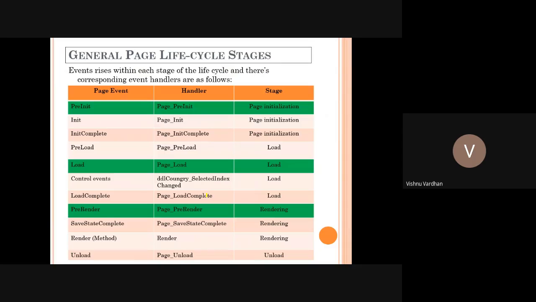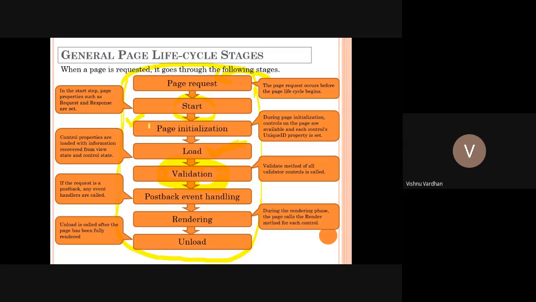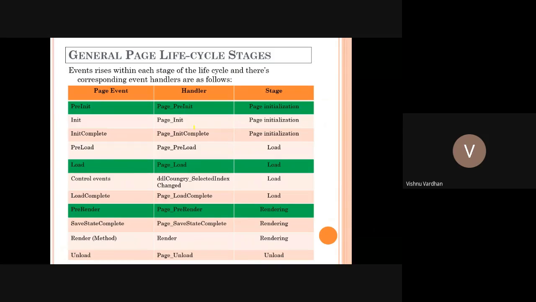So these are the methods that we are discussing. For a page event, there is an event, and you can see the handler, and the stage is also there. The event is PreInit, which is handled by the .NET framework with the function name Page_PreInit, and this is a part of the page initialization. Page initialization has a couple of functions, a couple of event handlers.